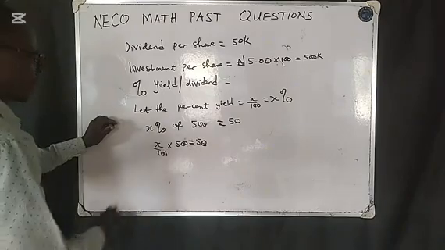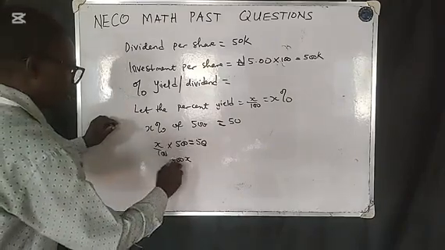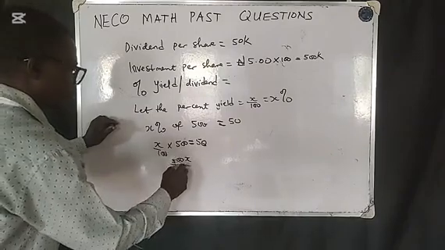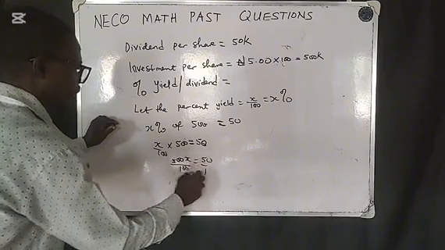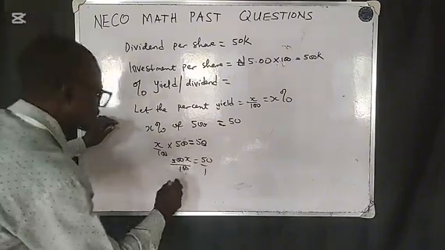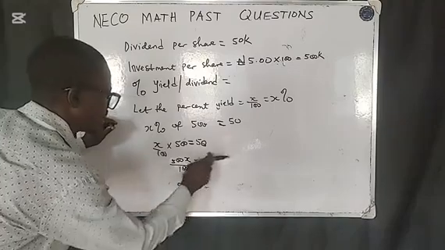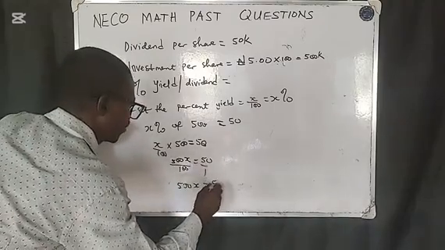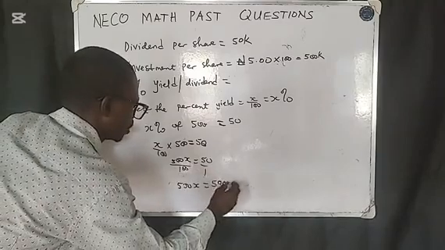Now let's do the math. X times 500 will give us 500x. 100 times 1 will give us 100, equals 50 over 1. If you cross multiply, you have 500x equal to, this times this, gives us 5,000.